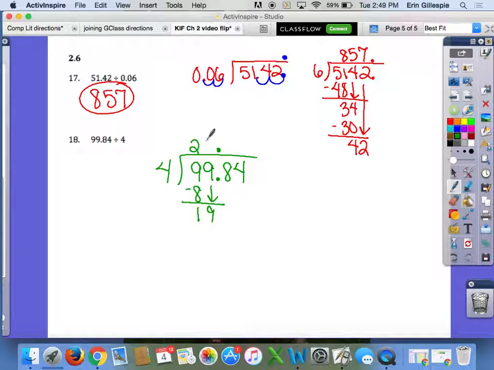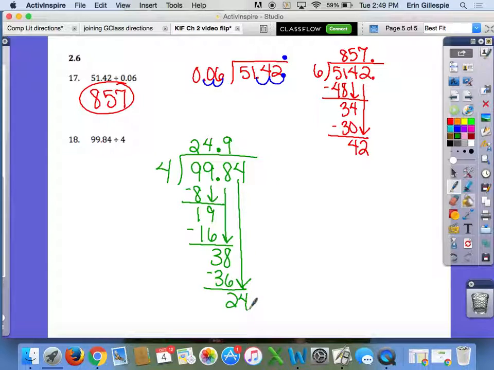4 goes into 19 4 times. 4 times 4 is 16. Subtract to get 3. Bring down the 8. 4 goes into 38 9 times. 9 times 4 is 36. 38 minus 36 is 2. Bring down the 4. 4 goes into 24 6 times, and you have no remainder. So our answer is 24 and 96 hundredths. And that's your KIF Chapter 2.